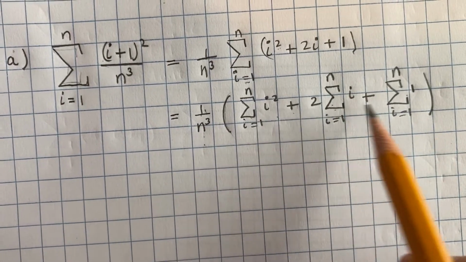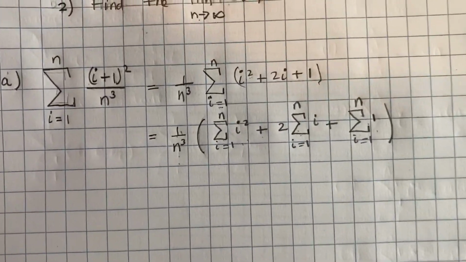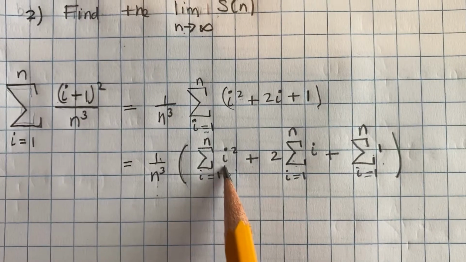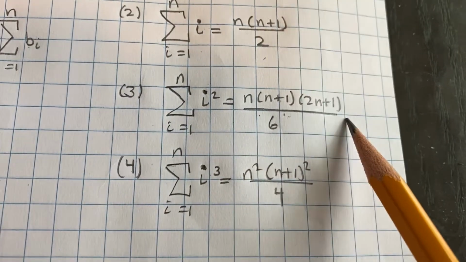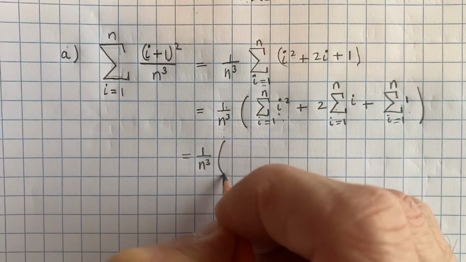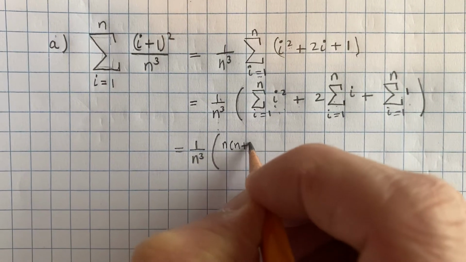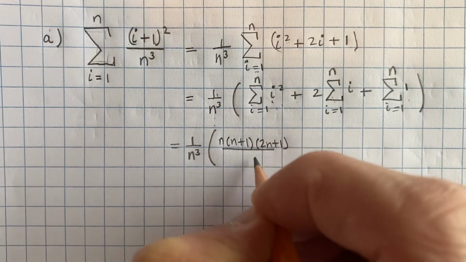Okay, now you take a look. Right now you can actually apply your formulas. I don't have these formulas memorized myself. I just look it up whenever I need to do it. So for the i squared one, if you look at your notes, the i squared one is n times n plus 1 times 2n plus 1 over 6. All right, so let's write that in. You're going to have 1 over n cubed, n times n plus 1 times 2n plus 1 all over 6.